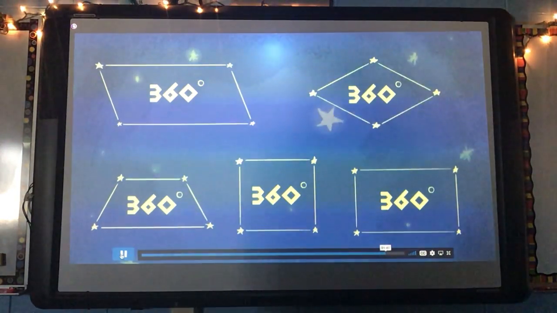Ladies and gentlemen, I'm going to play this one more time because for your test, you have to memorize these shapes. You have to memorize not just the name of these shapes, but their properties: their angles, their sides, if they have parallel sides. Okay, you have to memorize that. So I'm going to play it again so it really gets ingrained into our heads.